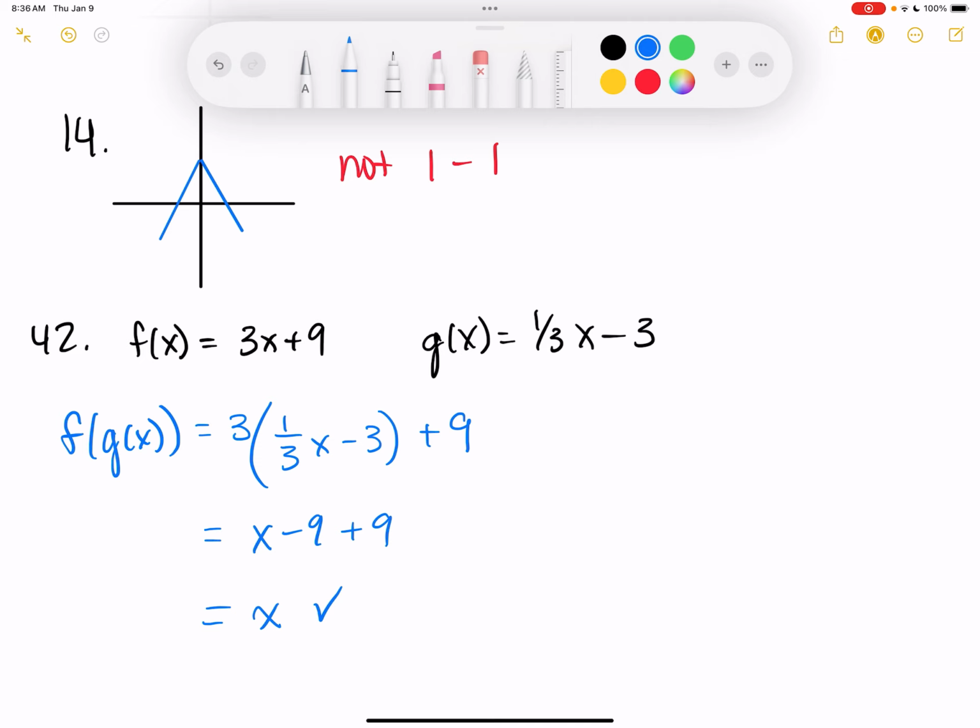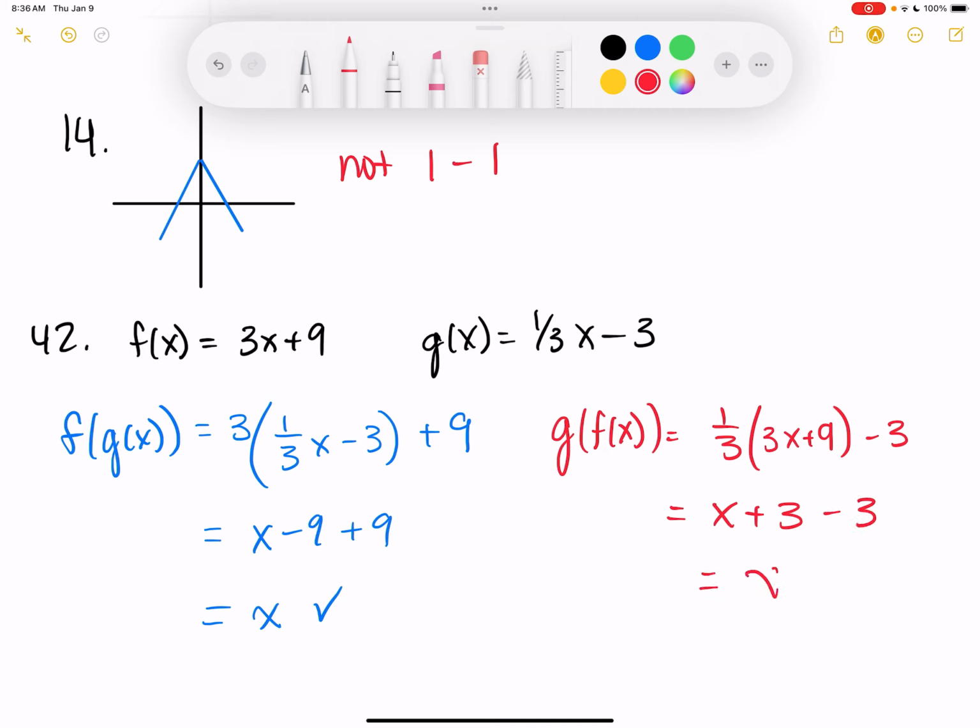So the other way would be g of f of x. So we would be plugging in f of x for x over here. So this is going to be 1/3 times all of this, so 3x plus 9 minus 3. So distributing this, that leaves me with an x. The 9 and the 1/3 give me a 3, and then minus 3 outside, so that gives me x. So that one, these are inverses.